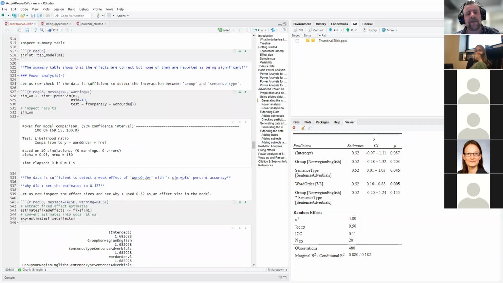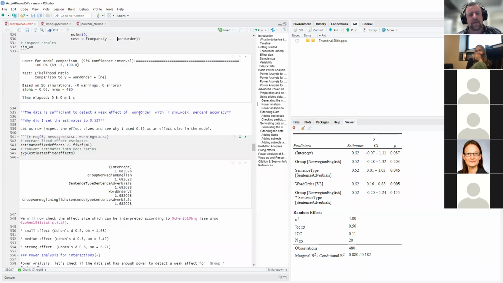here you want to have group plus word order. And that would then tell you what's the difference between a model with group and a model with group and word order. So you can do the subtraction method or the addition method. It doesn't really matter.